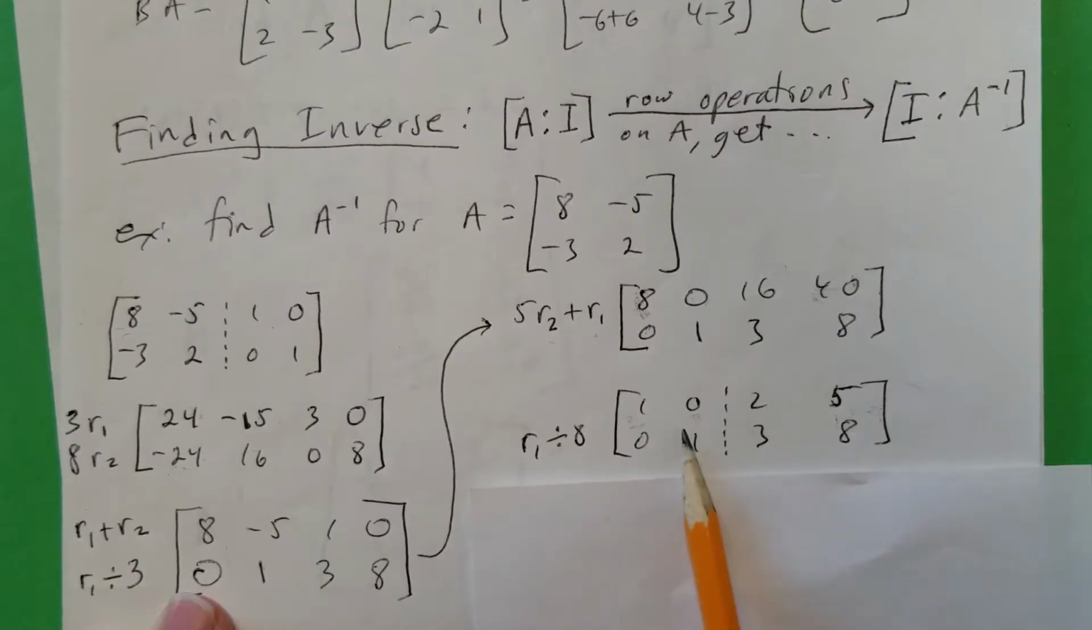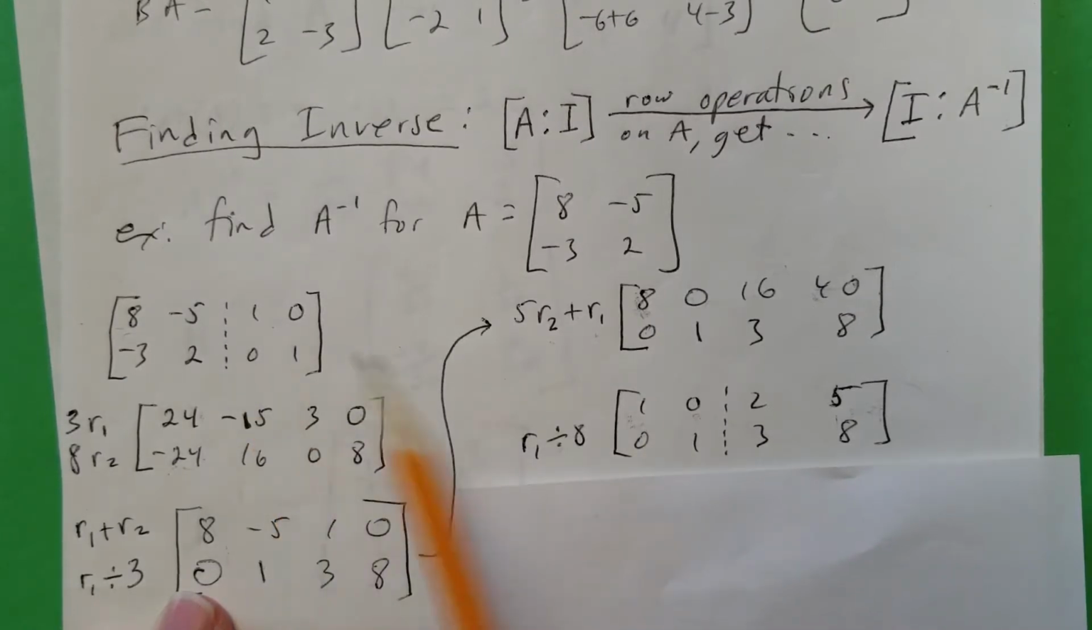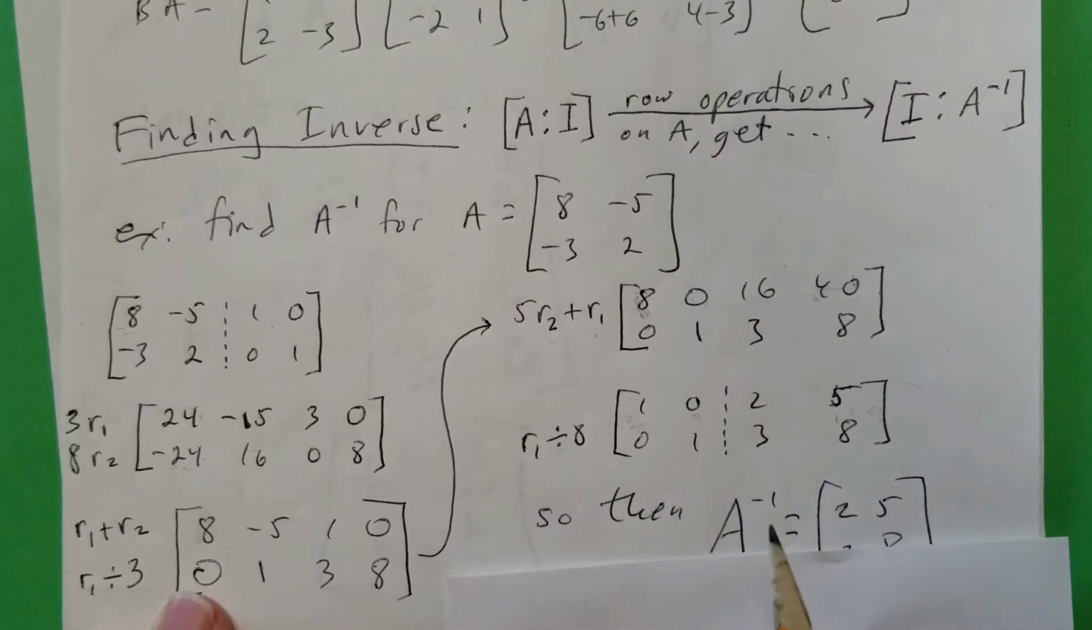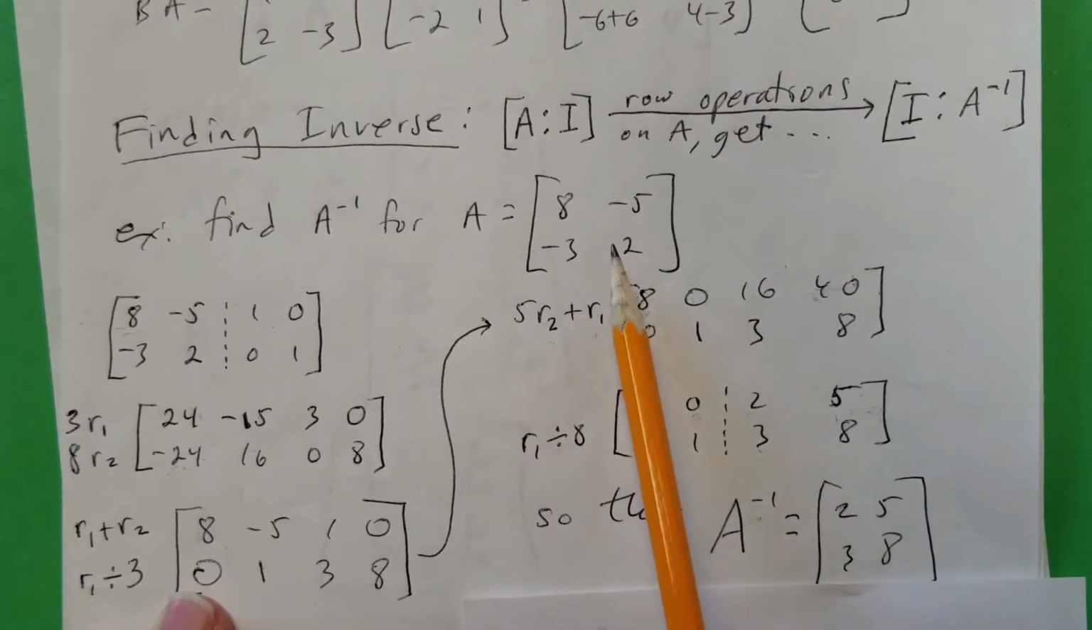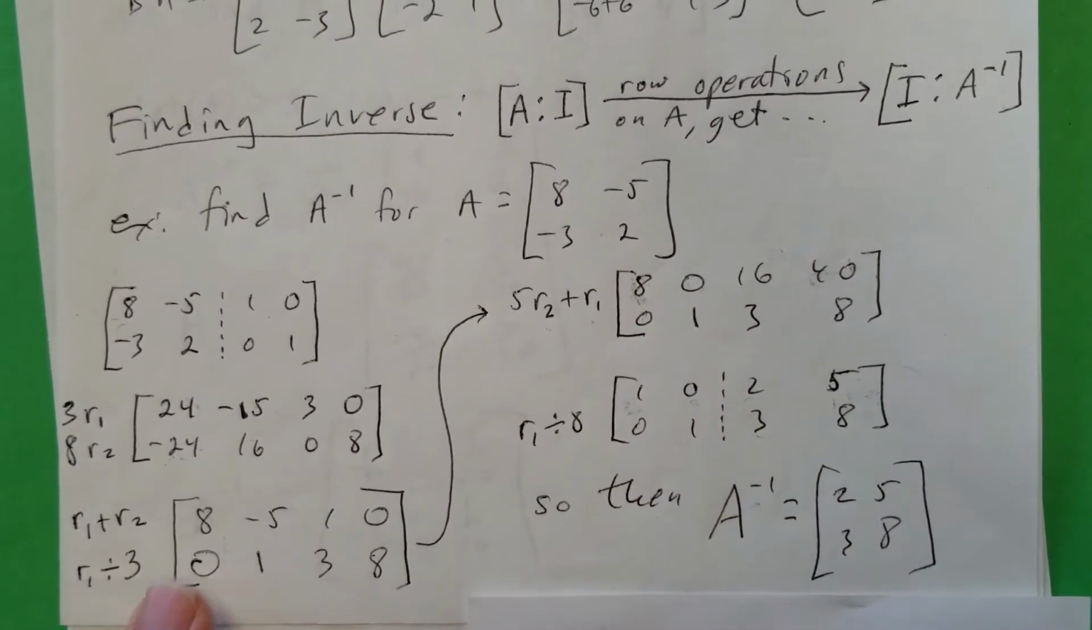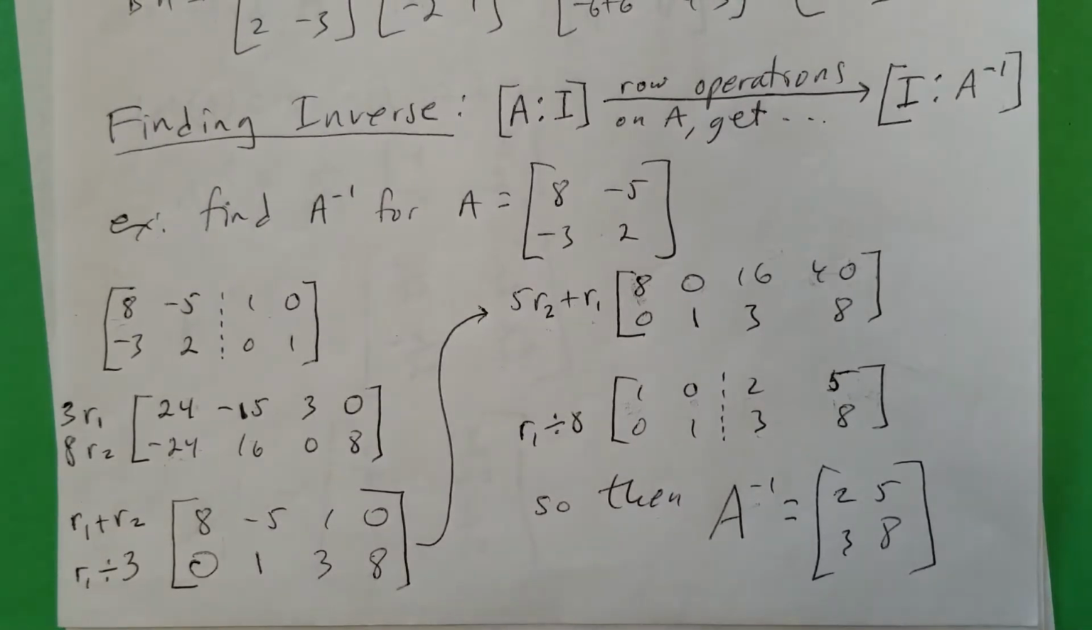Right? Because I got the I on the left now. It started on the right. It's on the left. The I matrix. So then 2, 5, 3, 8 is the inverse of A. There's A. This is the inverse of A. Okay? That's one way to get the inverse of a matrix.